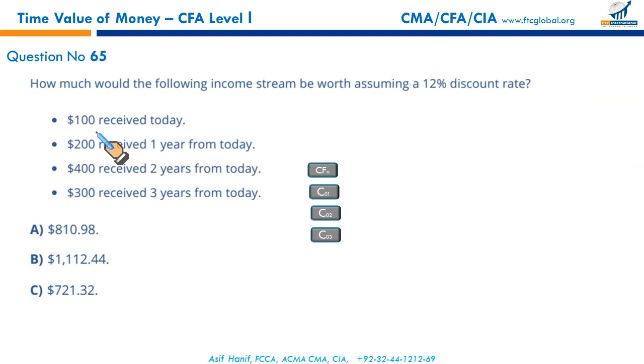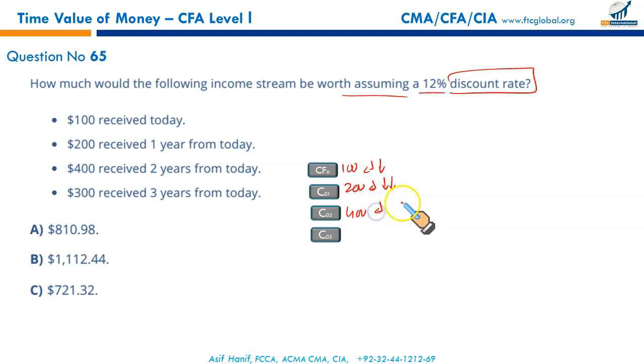It says, how much would the following income stream be worth assuming a 12% discount rate, meaning discounting? $100 received today, that is cash flow at year 0. $100, enter, down arrow key. $200 received 1 year from today is going to be $200, enter, down arrow key twice. Frequency is 1. Then we have $400 at the end of the second year, down arrow key twice. And finally $300 at the end of year 3, enter, down arrow key twice.